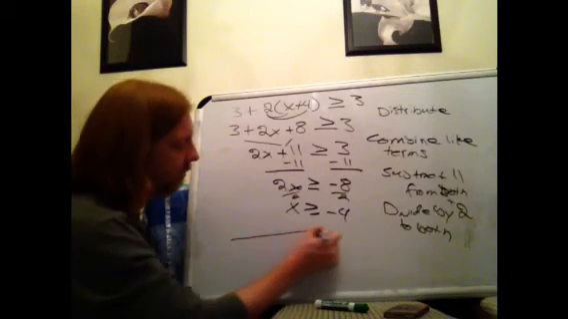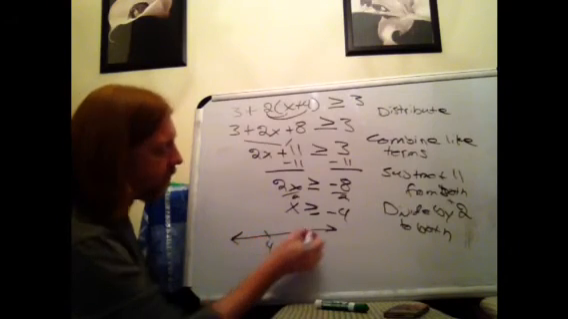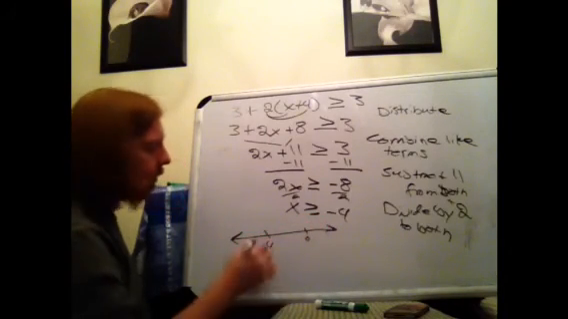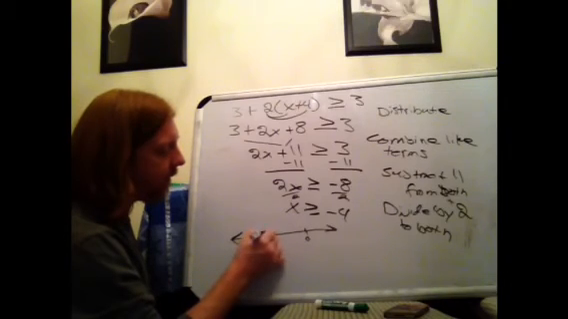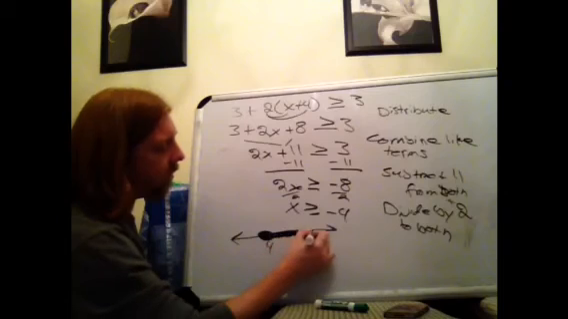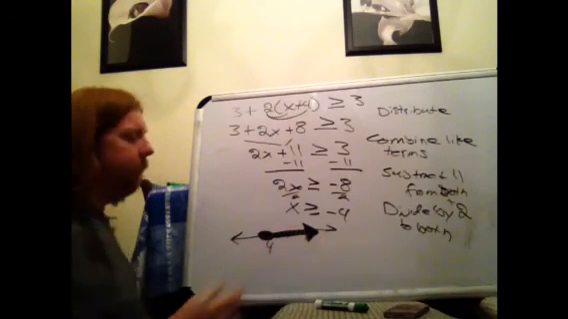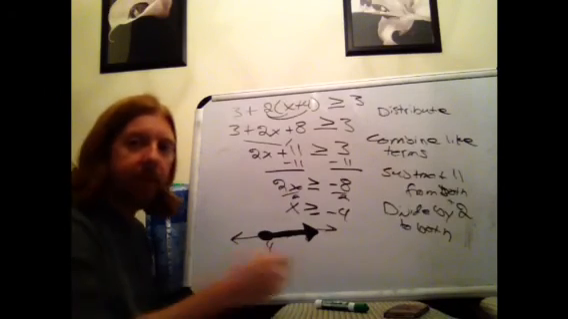So this now gives me a graph to make. There's 0, there's -4. Now it's greater than or equal to, so I make a solid dot on the -4, and I go off in that direction. All right, there you have it.